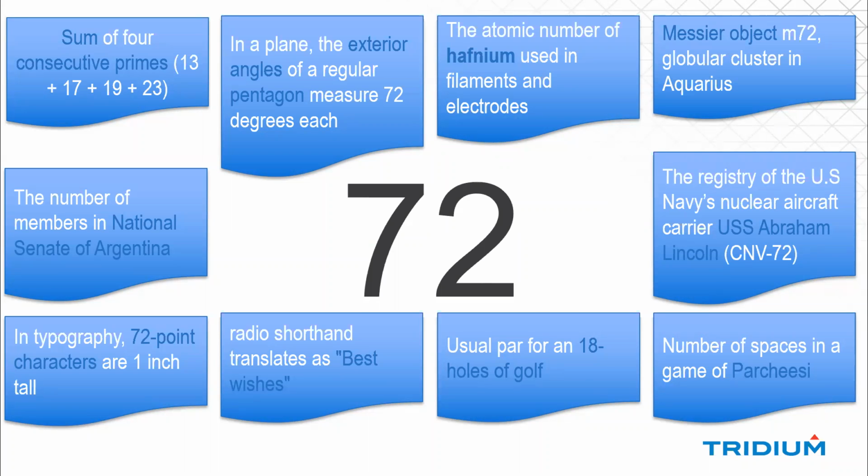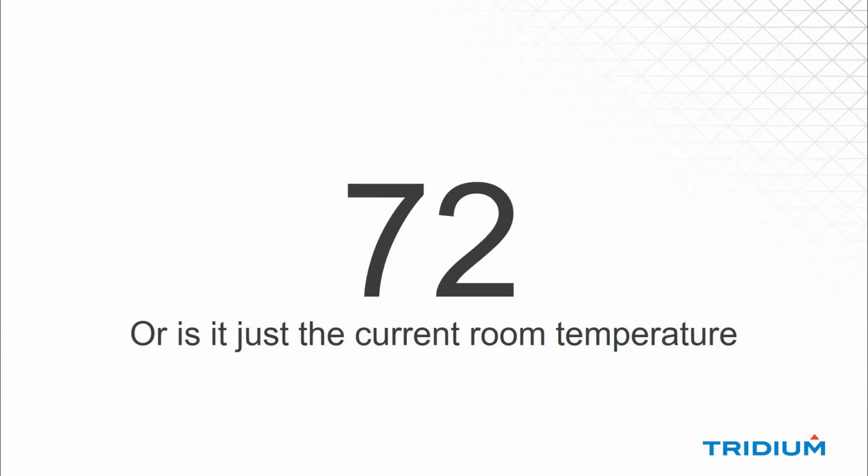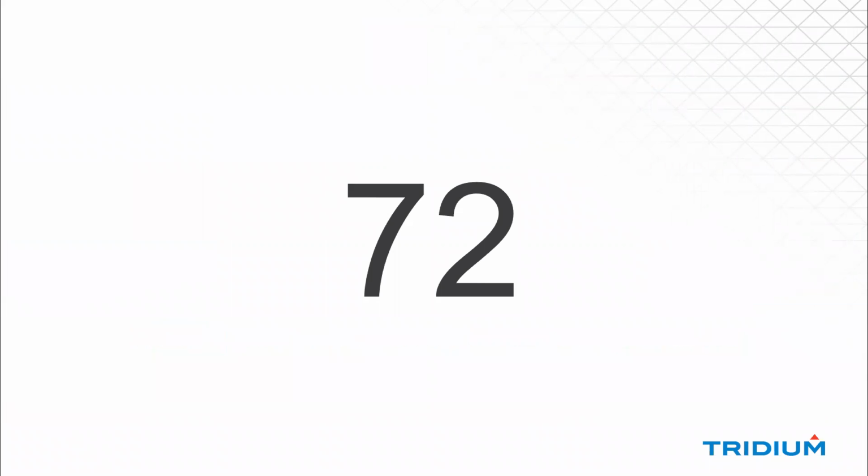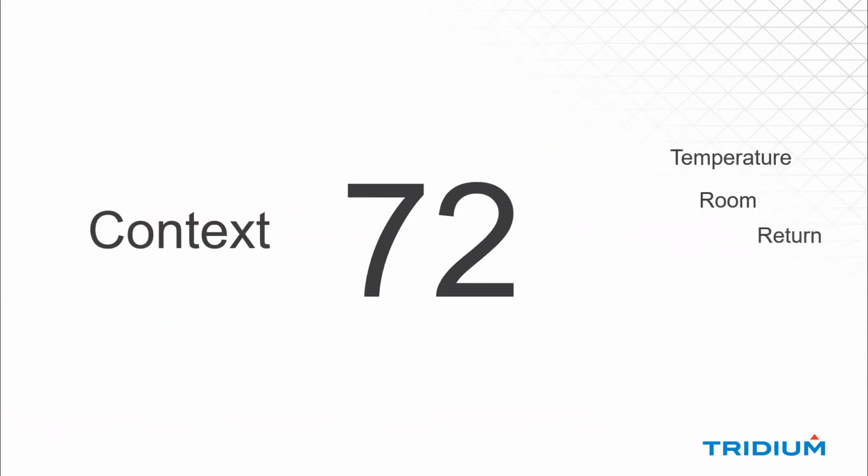I don't know what that 72 means unless I have context, right? Or it could be the temperature of a room, right? But it has to have context. So what is that 72? Tagging is essentially how we're going to give that context.